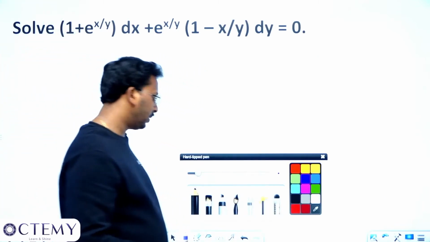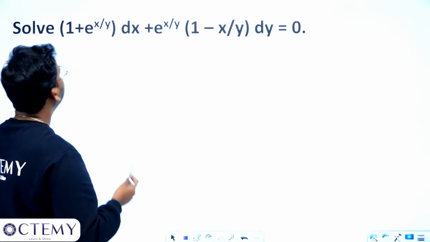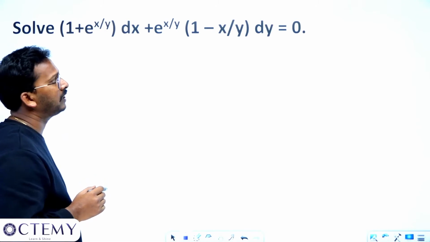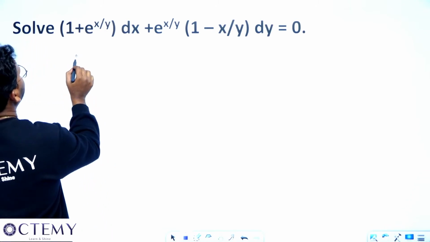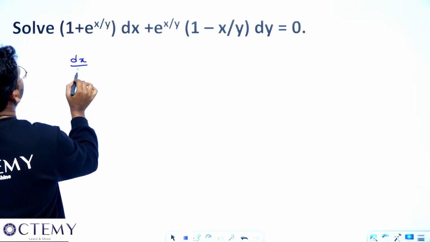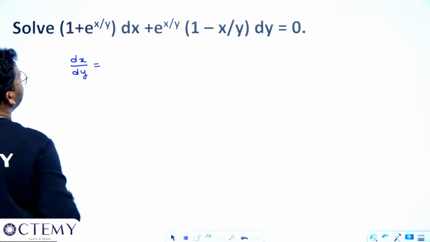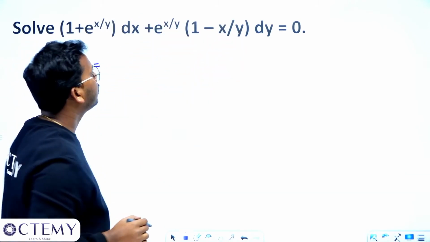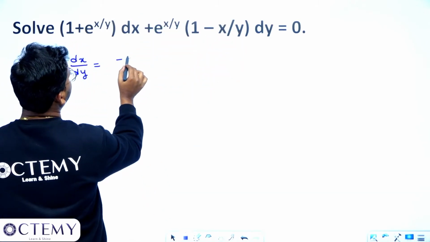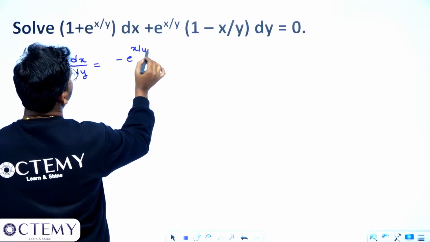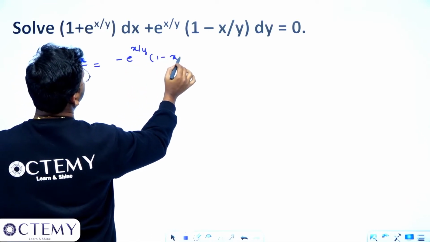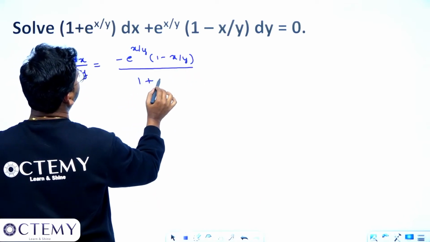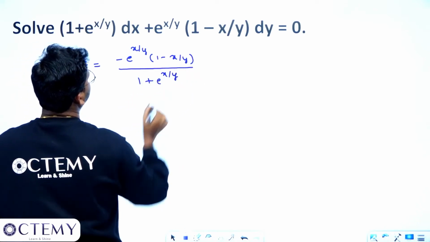Look at this question, sir. What is it saying? He is giving this and asking us to solve. Here you see x by y, x by y, x by y is there. So you better write dx by dy. Keep this dx here only, and send the other side. So it will become minus e power x by y into 1 minus x by y divided by 1 plus e power x by y, right?